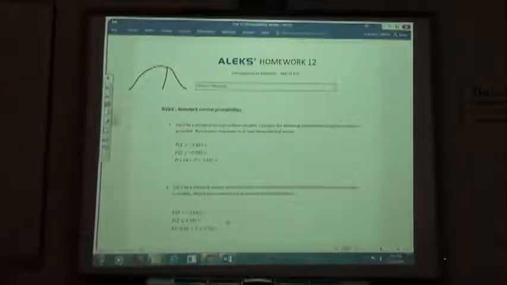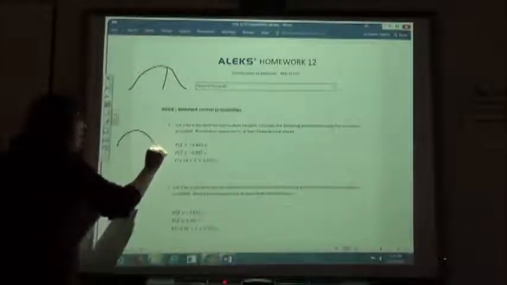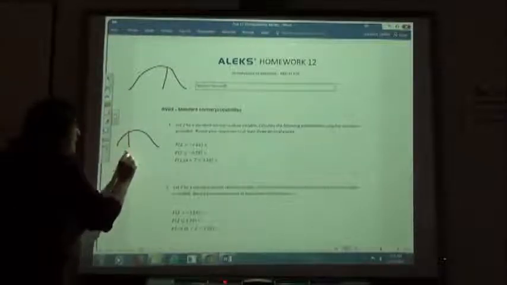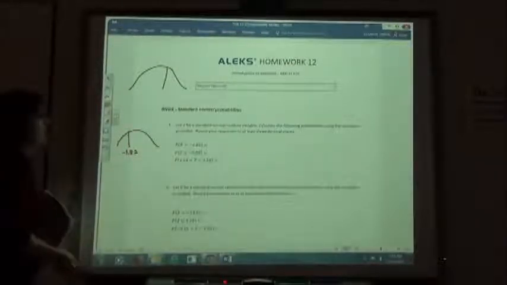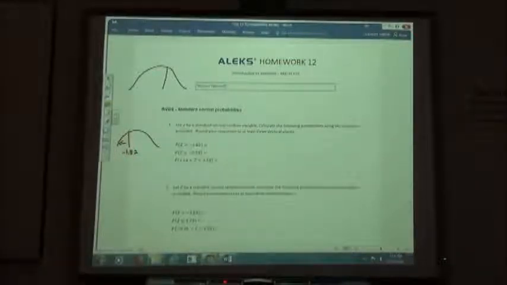First one there, it says that we want to find if z is greater than negative 1.82. So if I had my little hill and negative 1.82 is my z-score, what I'm trying to do is figure out what the area under that curve is.